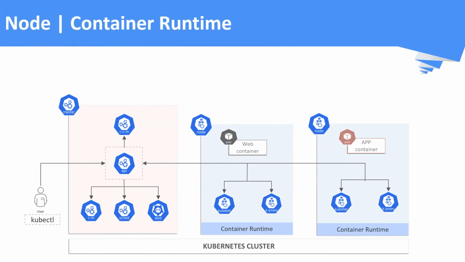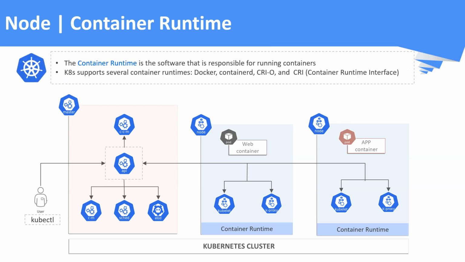Now we will see the worker node components. First is the container runtime. The container runtime is software that is responsible for running the containers. Docker and Containerd are some of the examples. Kubernetes also supports other OCI compliant runtimes, such as Rocket, CRI-O, etc.